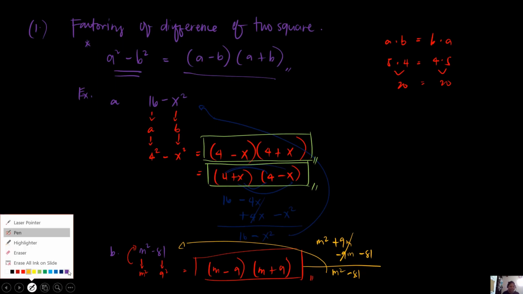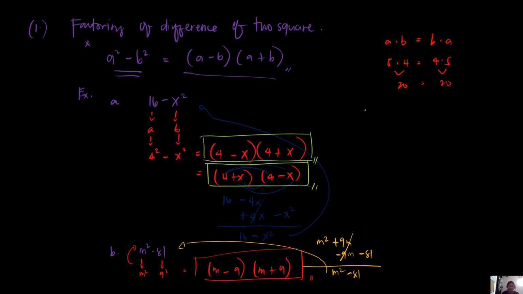Okay, let's have letter C: 9y squared minus 4x squared. As you can see in the third example, there is a numerical coefficient on the variables. There is 9 on y and there is 4 on x. So all you have to do is check if they are perfect squares, like 16 and 81. We all know that 9 is a perfect square of 3. So we have 3, and at the same time it is y squared, so we can have y. That is our a.